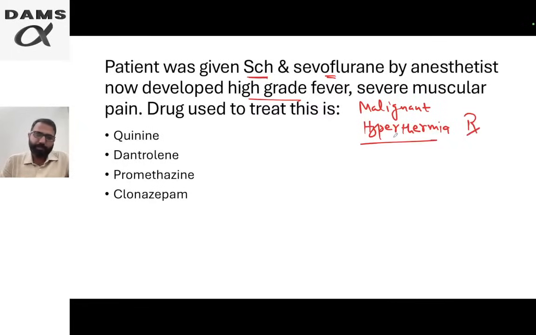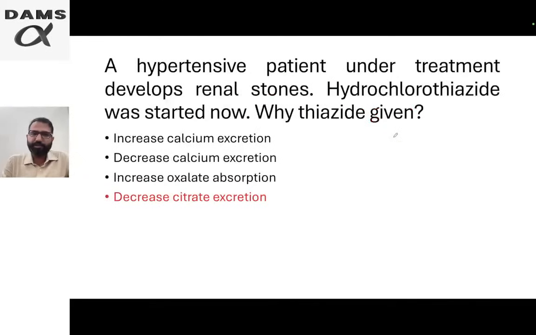That's what Pratibha ji we are saying, that patient after thiazide developed stone. Correct answer will be citrate. ठीक है, this is the correct answer. Decrease citrate excretion. Thiazides decrease the citrate excretion and that can cause the stones. No, Rohit ji, due to calcium they cannot cause stone because they increase the calcium absorption, they cannot cause the stone, right? तो stone वो ठीक है.